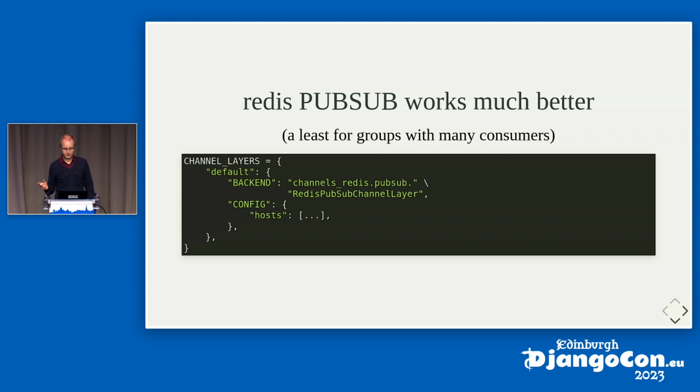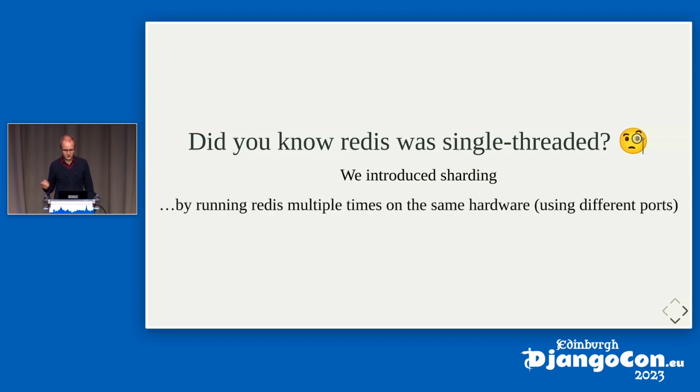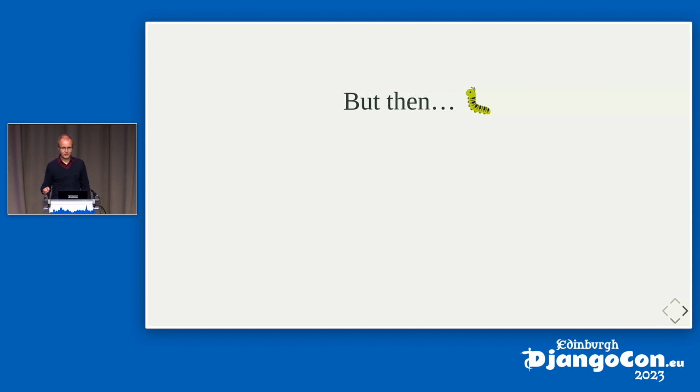What we also figured out on the way there is that Redis is single-threaded and can only make use of one CPU core. So at some point, we introduced sharding by running Redis, not on more servers, which would have been expensive, but just multiple times on the same hardware on different ports, which works absolutely fine. And we did that under pressure shortly before the first event, the largest event we ever hosted.